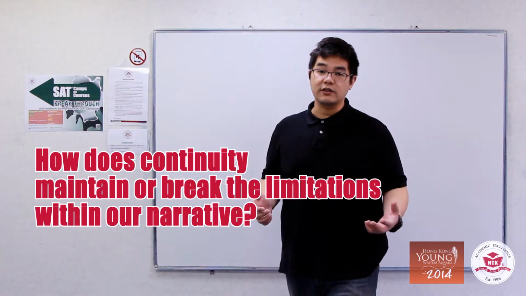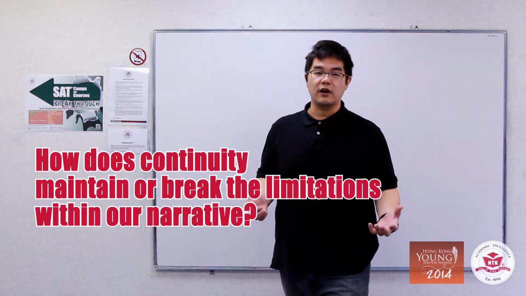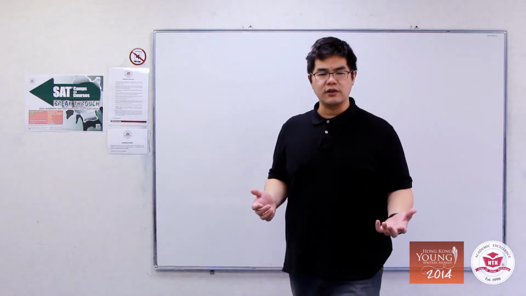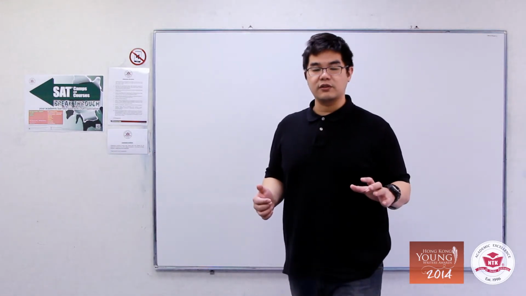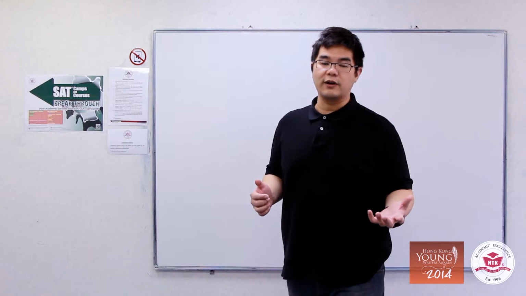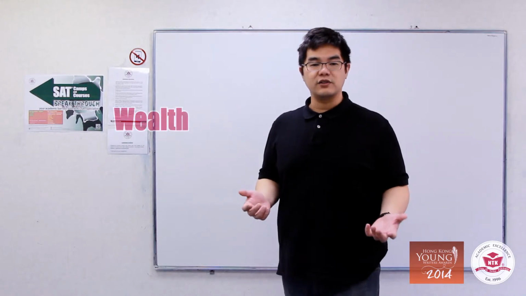How does continuity maintain or break the limitations within our narrative? Think about the characters that we've created in our stories so far. What kind of limitations did you impose on them? Most probably you imposed the three limitations of wealth, power, and characteristics. Take for instance wealth.